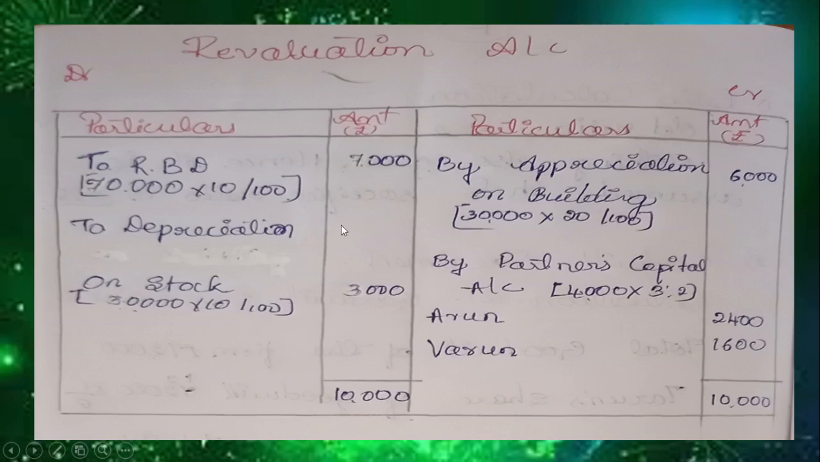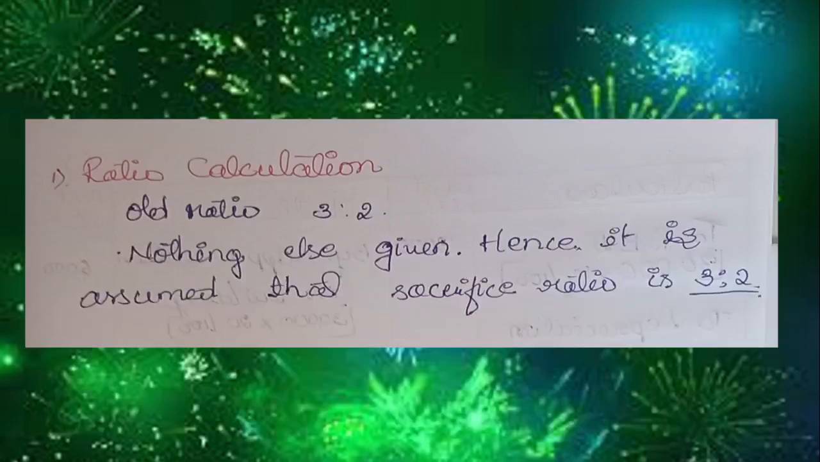So here the debit side exceeds the credit side. The debit side total is 10,000 minus appreciation on building 6,000, so the remaining balance is 4,000. This 4,000 is distributed among the partners Arun and Varun in their old ratio 3:2. So 4,000 into 3 by 5 is 2,400, and 4,000 into 2 by 5 is 1,600, transferred to partners' capital account. It's a simple revaluation account, only 3 items. Hope you understood. We have not calculated the sacrifice ratio. The reason is they have given only the old ratio.